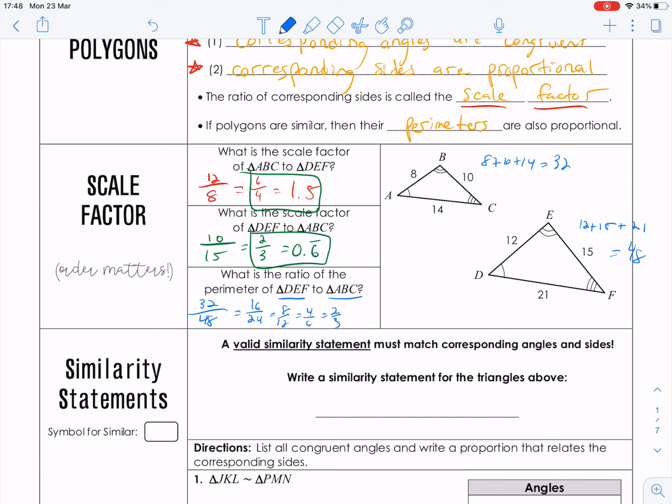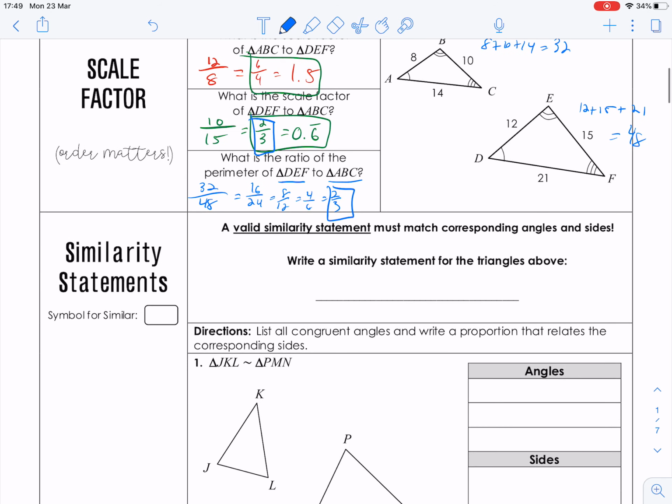You could do that much faster, right? 2/3. Isn't that the same as we got for the scale factor from DEF to ABC? That's cool. So the scale factor is going to be the same as the ratio between the perimeters as well. That's nice. Okay. So we have to write a similarity statement for the triangles above.